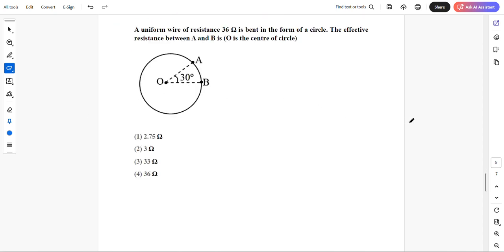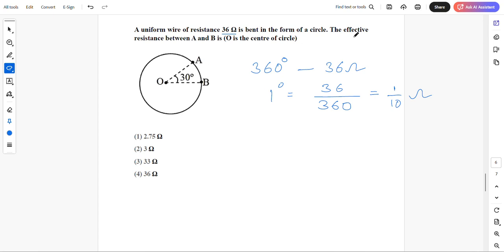In this problem, a uniform wire of resistance 36 ohm is bent in the form of a circle. For 360 degrees, how much resistance? 36 ohm. For 1 degree, how much? 36 divided by 360, that is equal to 1 by 10 ohm. So 1 degree has 1 by 10 ohm.